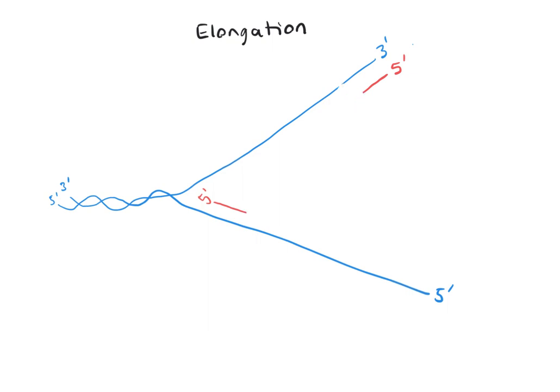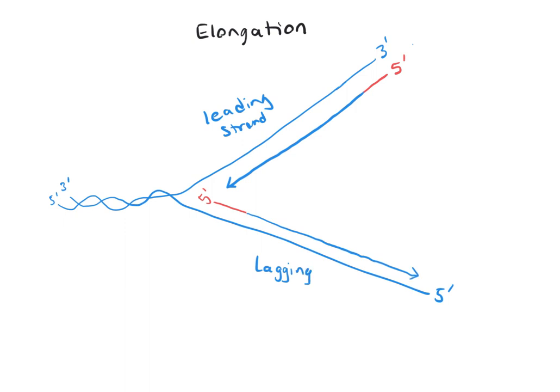So then the enzyme DNA polymerase III is going to hop on and synthesize complementary DNA in this direction on the leading strand. So again, this is leading strand synthesis. And on the lagging strand, it's going to synthesize in the 5' to 3' direction away from the fork.